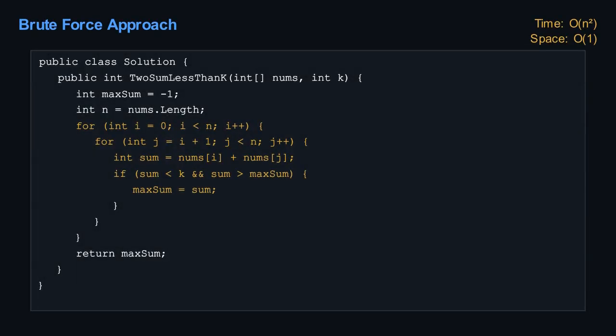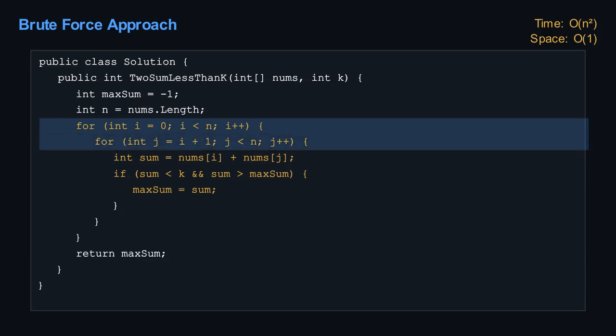The most straightforward approach is to iterate through all possible pairs of numbers in the array. We'd use nested loops, the outer loop for the first number and the inner loop for the second, ensuring we don't pick the same index twice. For each pair, we calculate their sum. If this sum is less than k and greater than our current maximum sum, we update our maximum.